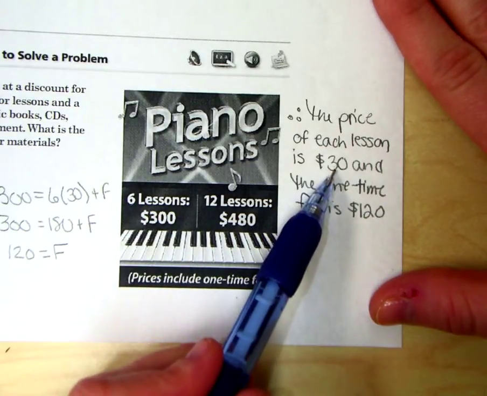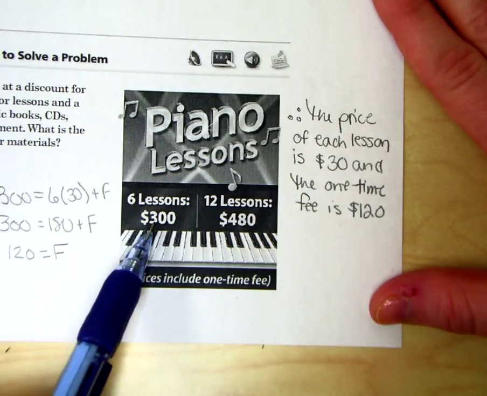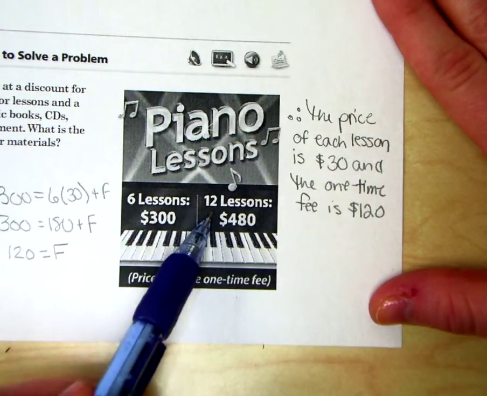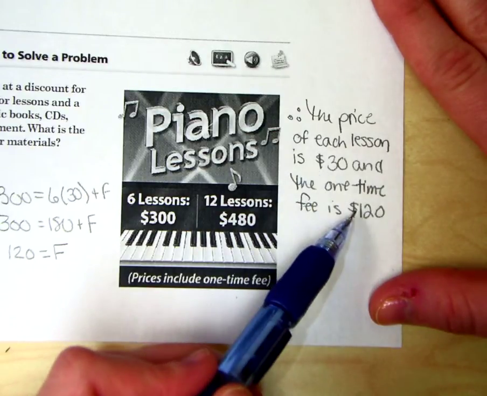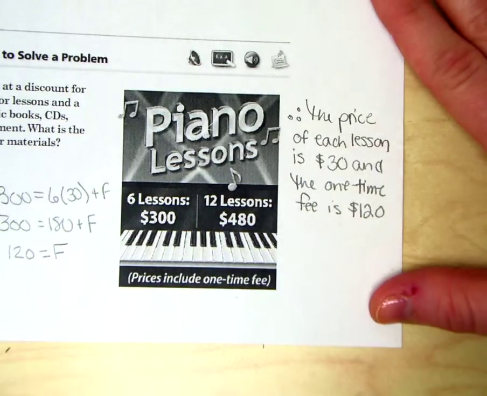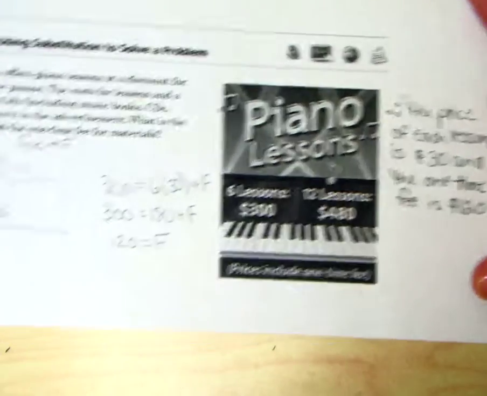If you wanted to see if that was correct, test it out with the poster. 6 times 30 is 180, plus 120 is 300. 12 times 30 is 360, plus 120 is 480. You now know that you solved for both of them correctly.